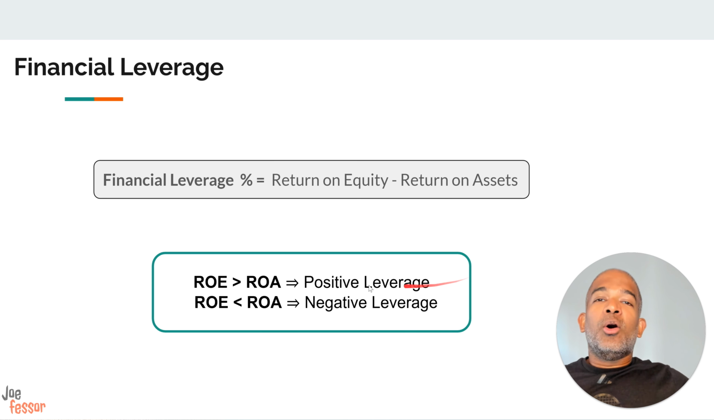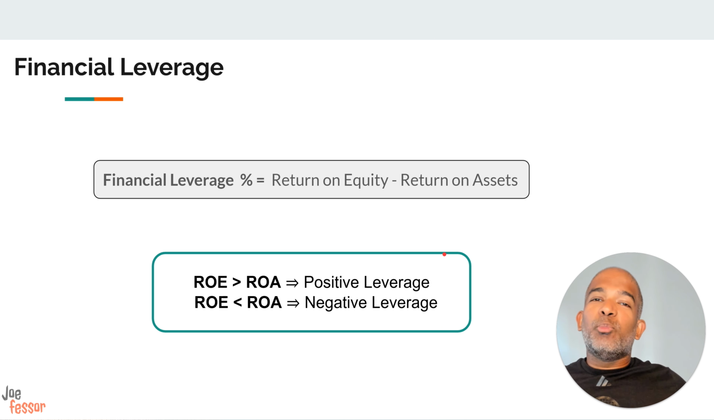Building on ROE and ROA, the financial leverage percentage is our third profitability measure. This is an extremely insightful metric because it measures the advantage or disadvantage a company gains from using debt to finance its operations. The formula is simple. It's return on equity minus return on assets.